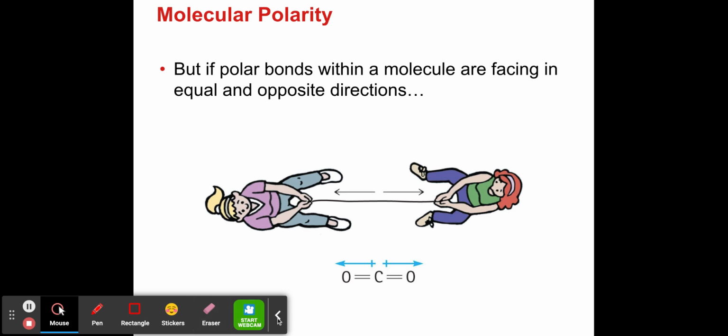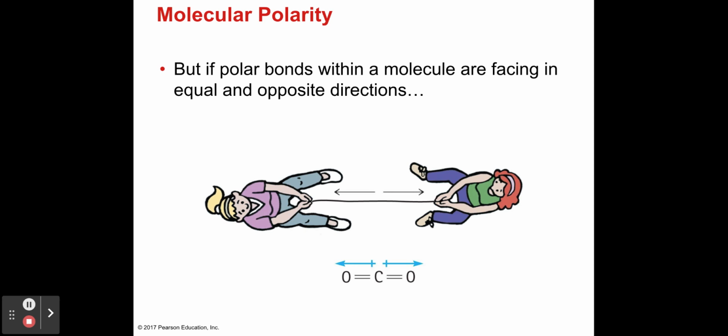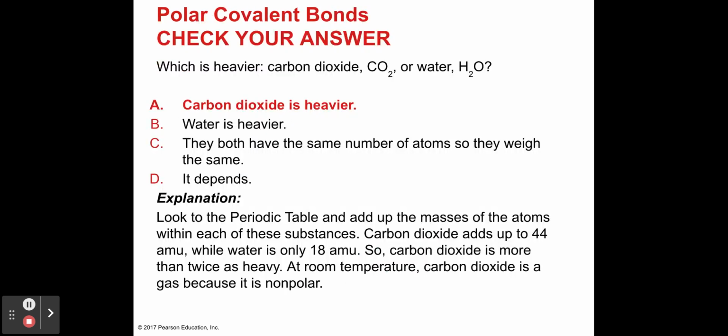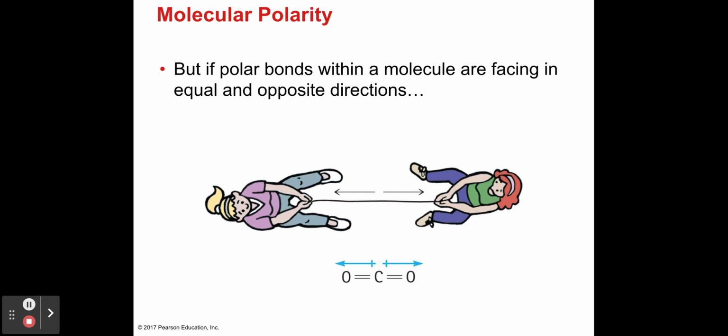Now let's look at a concept called molecular polarity. We can have polar bonds within a molecule, right? You have these bonds that are facing in opposite directions. For example, look at carbon dioxide. Carbon dioxide has polar bonds because the electrons are not evenly shared between oxygen and carbon.